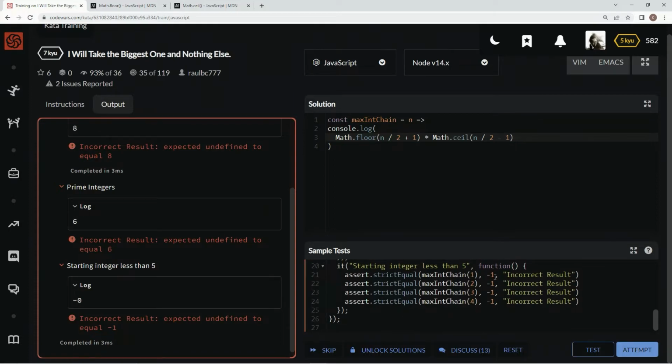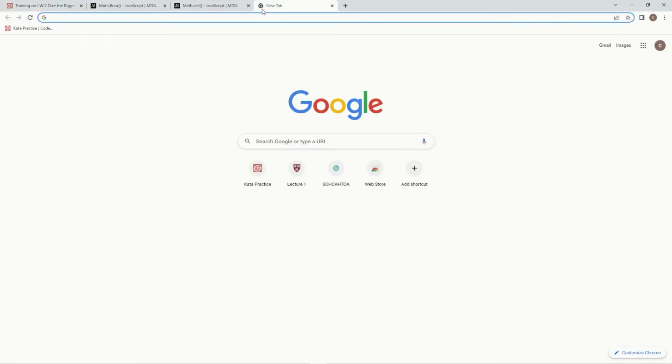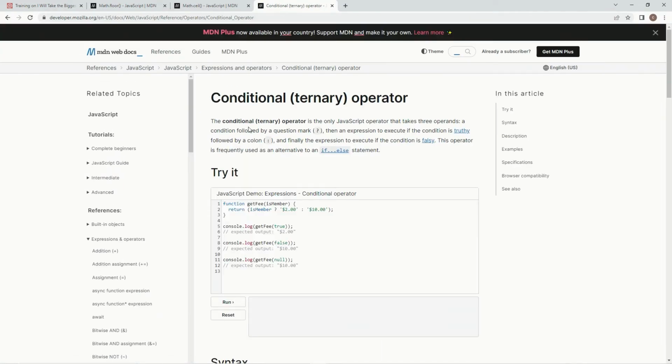not what we want. So we need to say any integers less than 5 are going to give negative 1. And for this, we're going to use the ternary operator. If you don't know about the ternary operator, it's the only JavaScript operator that takes 3 operands: a condition followed by a question mark, then an expression to execute if the condition is truthy followed by a colon, and finally the expression to execute if the condition is falsy. And this operator is frequently used as an alternative to an if-else statement.